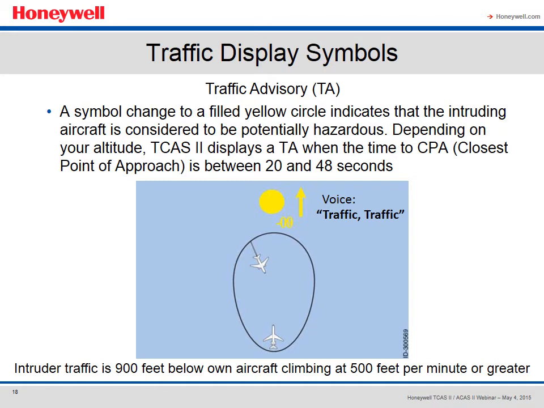When the symbol changes to a filled yellow circle, it indicates the intruding traffic is now considered to be a potential hazard, and the system will issue a traffic advisory. Depending on the relative altitude, TCAS displays a TA when the time to the closest point of approach is between 20 and 48 seconds. This illustration shows traffic 900 feet below your aircraft climbing at 500 feet per minute or greater.